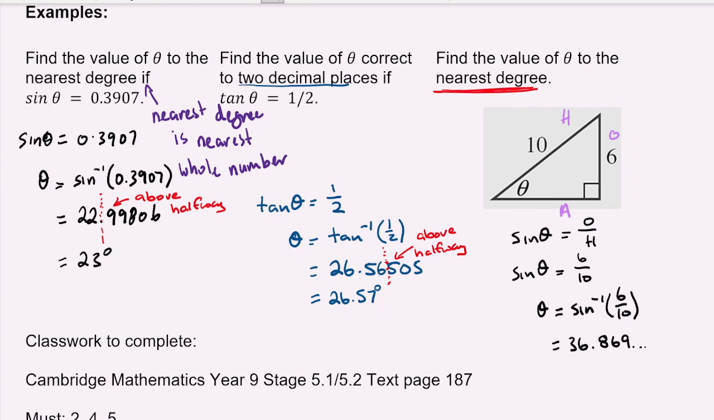And we want nearest degree, so we cut it off at that decimal point because that's the end of the whole number. We're definitely above halfway here. So that 36 becomes 37. That's how easy it is. Don't forget to put your degree sign.